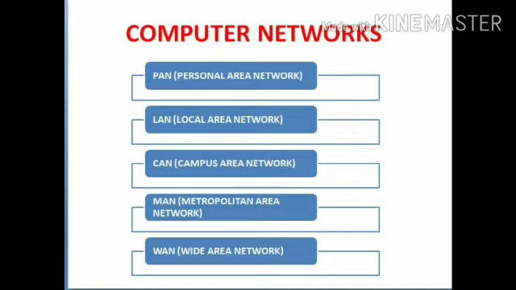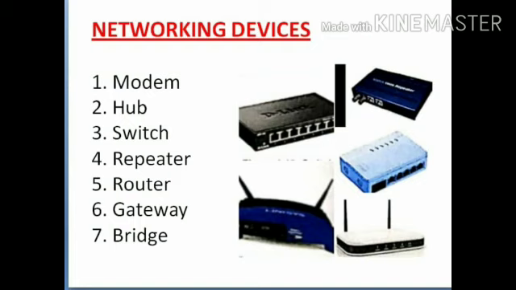Next and the last is wide area network, that is WAN. This kind of network connects two or more computers located at distant places. Here the computers are connected worldwide and wireless mediums are used for data transmission like satellites. Here basically networks are connected rather than computers, and internet is the major example of WAN.